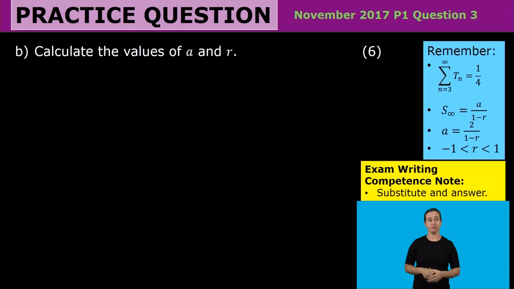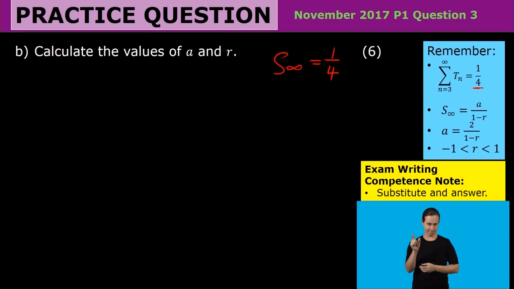Let's look at more sub-questions within this question. It says there, calculate the value of a and r. Now let's look at what we had been given. We were given a sigma notation where we were told that when n starts at 3 and ends at infinity, then the answer is going to be 1 over 4. So we already know that the sum of infinity is 1 divided by 4, or 1/4.